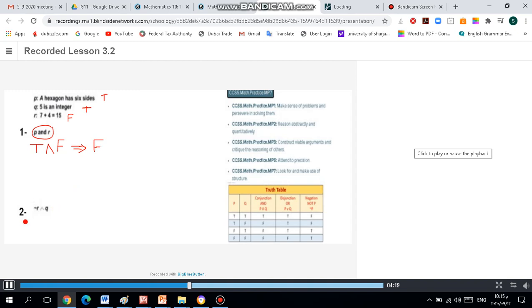Let's go to question number 2. We can read it as not R and Q, the negation of R and Q. R is false. What's the negation of false? It is true. True and statement Q, 5 is an integer, which is true. So if you go back to the table, true and true, the conjunction should be true.